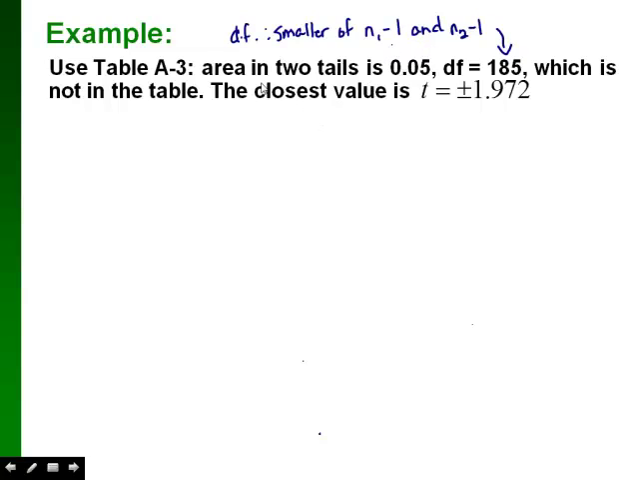And we're using the area in 2 tails in our table because this was a not equal to in our alternative hypothesis. That means it's a 2-tailed test. So if you look in the table, if you look at 185 degrees of freedom, that's not even in your table, but the closest value is 1.972. So our 2 critical values, since we have a 2-tailed test, are plus and minus 1.972.